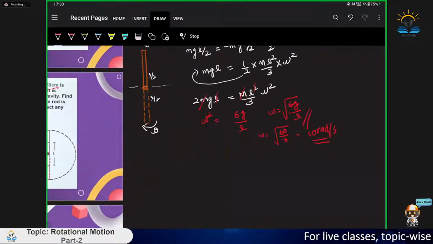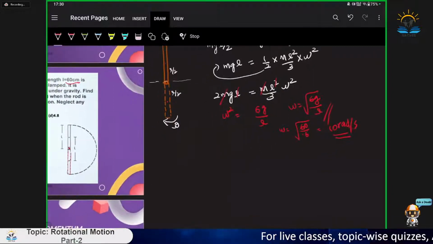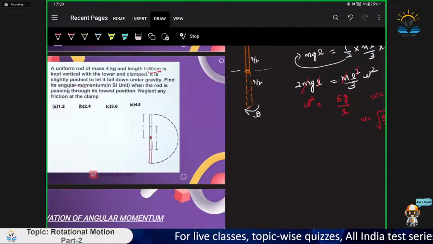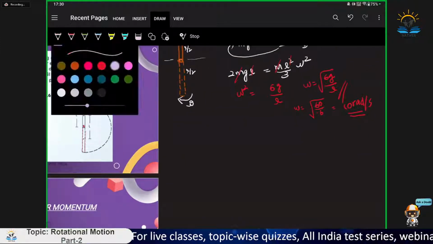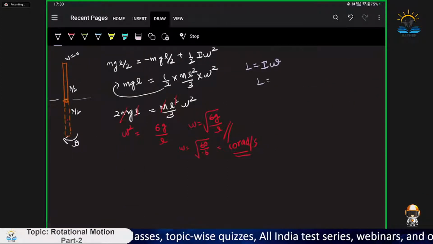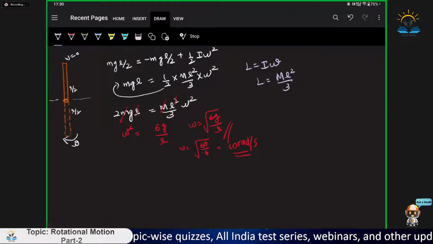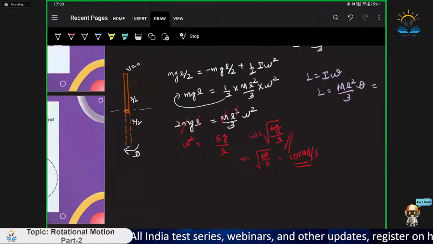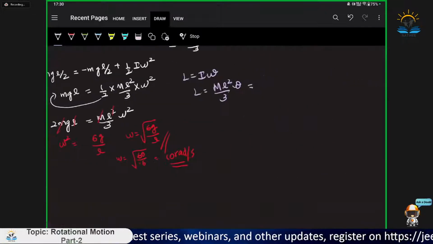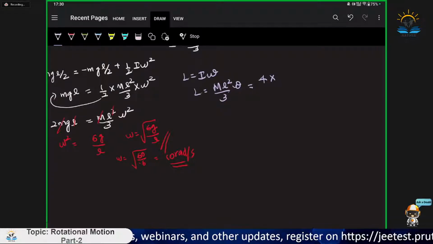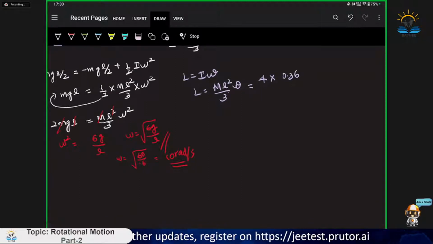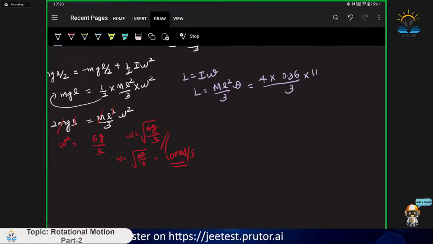Now find angular momentum. What is the formula for angular momentum? L equal to I omega. Omega we know. The rod is rotating about its one end, right? So I is ml square by 3, into omega. Just put those values. M is 4 kg, and length is 0.6 in meter. So 4 into 0.6 into 0.6. 0.6 into 0.6 is 0.36. We got ml square by 3 into omega, and omega is 10.